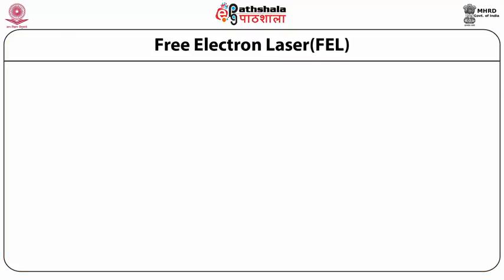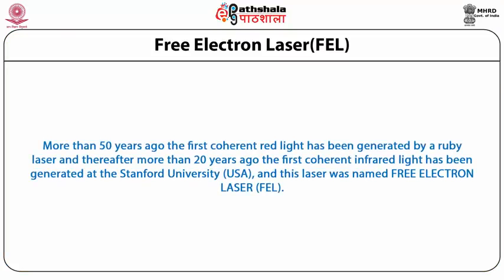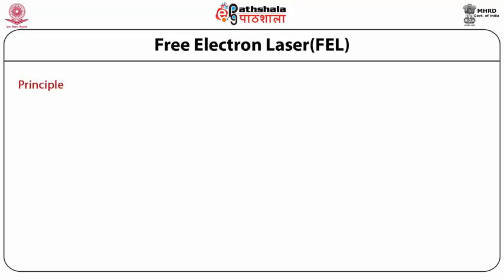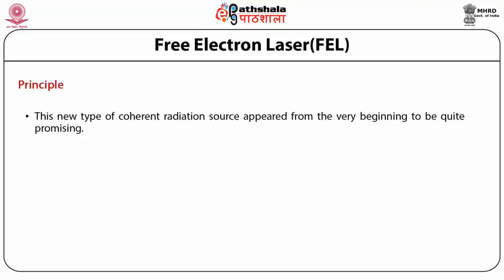Free electron laser. More than 50 years ago, the first coherent red light was generated by the ruby laser, and thereafter more than 20 years ago, the first coherent infrared light was generated at Stanford University, and this laser was named the free electron laser. This new type of coherent radiation source appeared from the very beginning to be quite promising; the reason lies in the peculiarity of its operating principle.